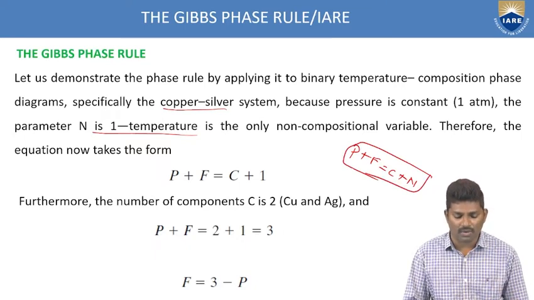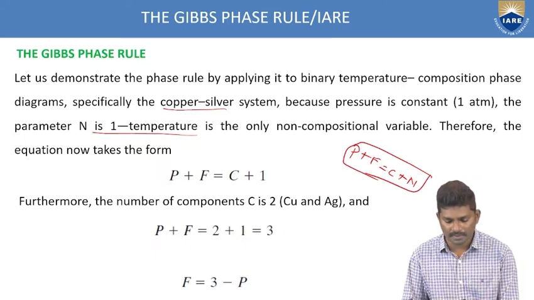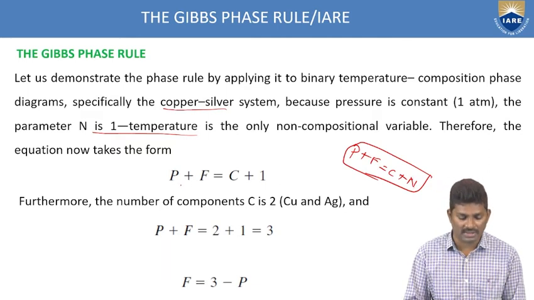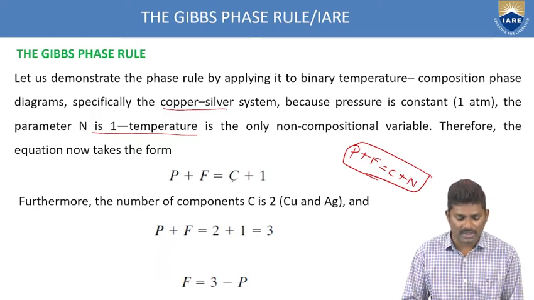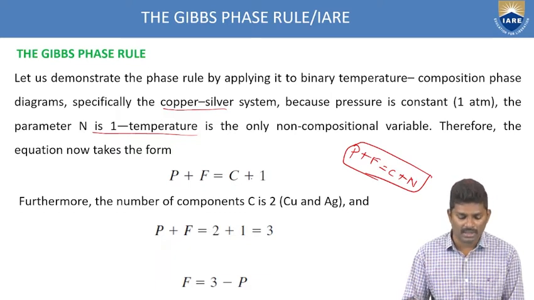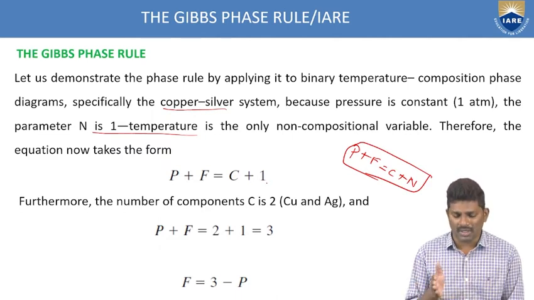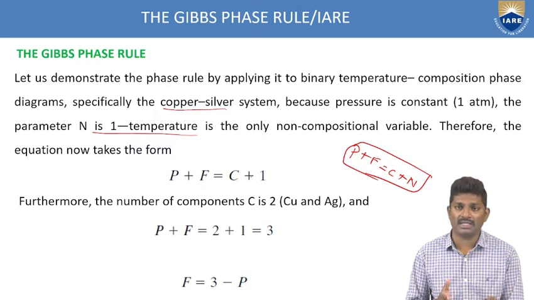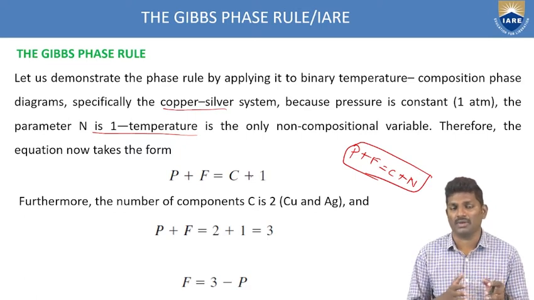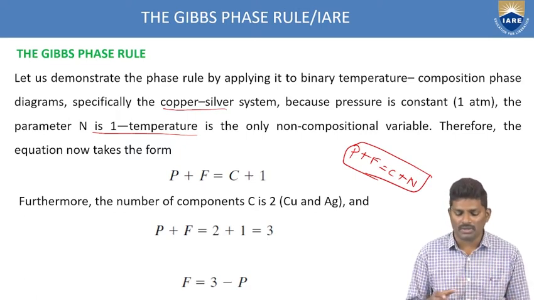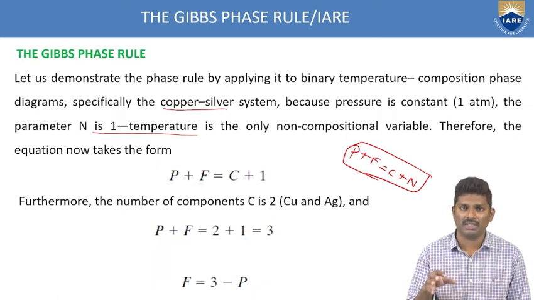So in this case, P is the number of phases, of course F is the degrees of freedom, which is the components that are externally controlled. C is the number of components present, and N is the number of non-compositional variables. Now, since we are taking copper and silver as an example to illustrate or demonstrate this Gibbs phase rule, what is happening here? Pressure is constant in this case.